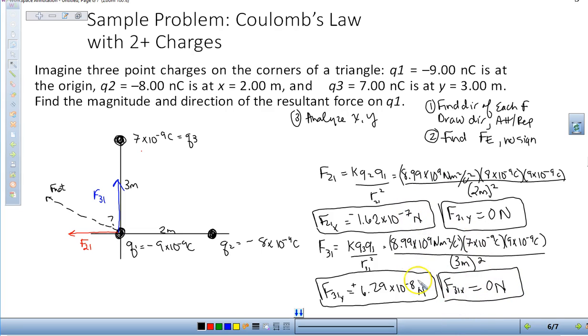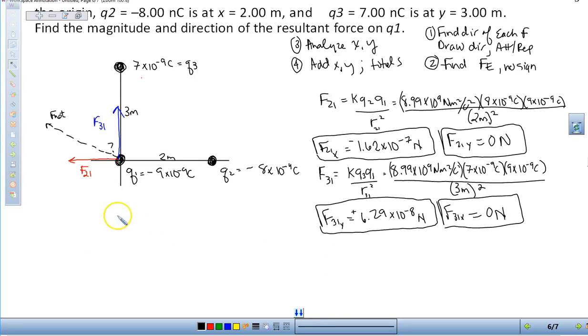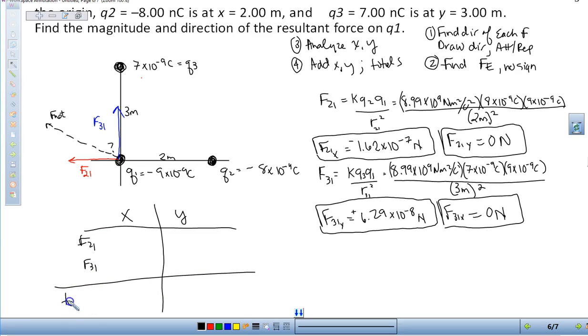Cool. I got the x and y's just by analyzing this. Now you can go ahead and do sines and cosines. You actually will get these answers, but this is the easier way to do it. Now I'm going to add up the x and y's to get the totals. So let's go ahead and do that. My x and my y. So my force 2, 1, my force 3, 1. And get my total.